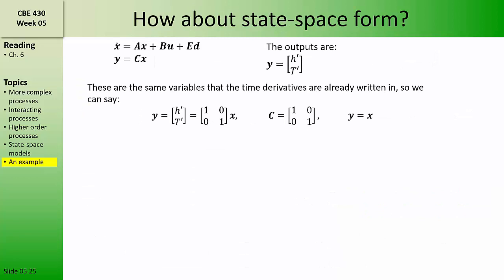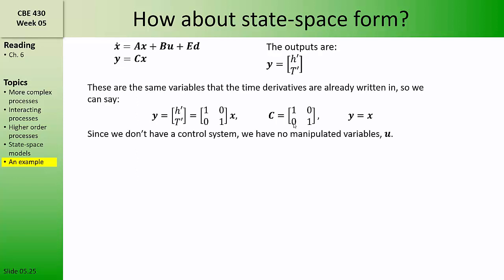Now, we could do the same thing going back to the time domain and writing the model equations in the state space form. The state variables are the height perturbation and the temperature perturbation, since those are the things that we have time derivatives for. In this case, these are also our output variables. So y and x are the same thing, and y is related to x by a matrix C that should just be the identity matrix.